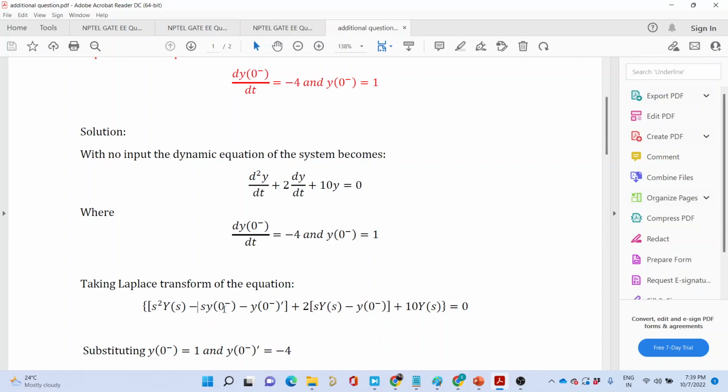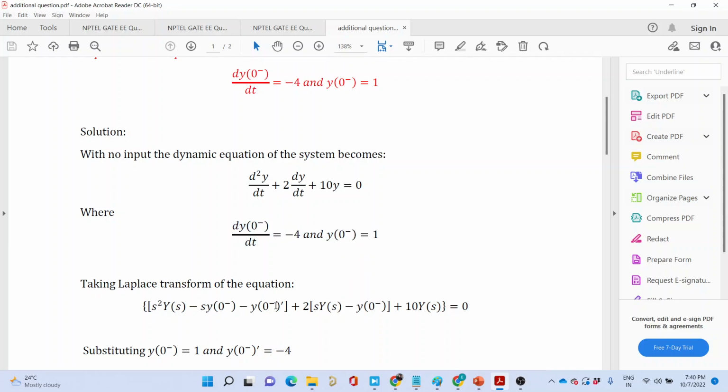When an initial condition is given, it is minus s into the initial value y of 0 minus y dash of 0. That is the initial condition which has been given to you. This initial y dash means the derivative dy/dt at t equal to 0 minus. Say there was a switch and I have just switched it on at t equal to 0. So 0 minus means just the instant before you switch it on. These are the conditions that you have.